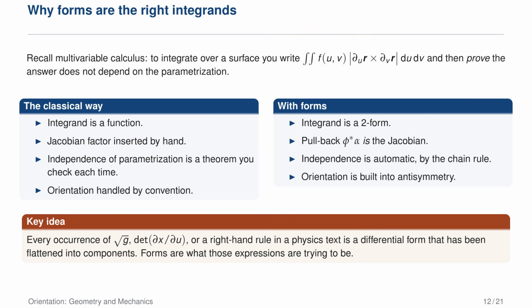The integrand is a 2-form. The pullback is the Jacobian. Independence of parametrization is automatic by the chain rule, and orientation is built into the anti-symmetry. Here is the way to hold this. Think of every square root of g in a physics textbook. Think of every determinant of a coordinate change and every right-hand rule. Each one is a differential form that has been flattened into components. Forms are what those expressions are trying to be.